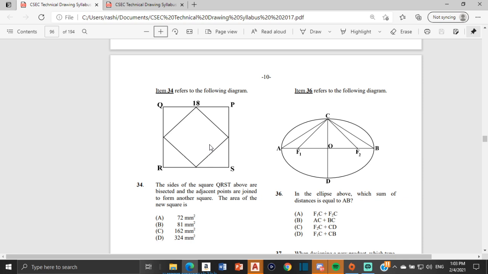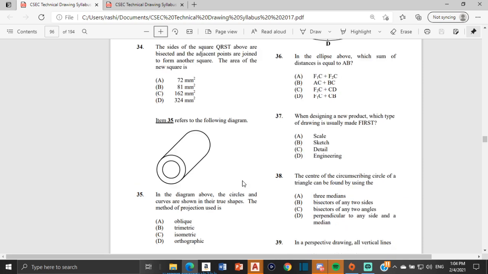Alright. Item 35 says, in the diagram above, the circles and curves are shown in their true shapes. The method of projection used is, and the answer is A, oblique projection. Because in oblique projection, the front views of the figures will appear as is, and then the sides will slope at a 45-degree angle. So this right here is oblique projection. So the answer is A, oblique projection.